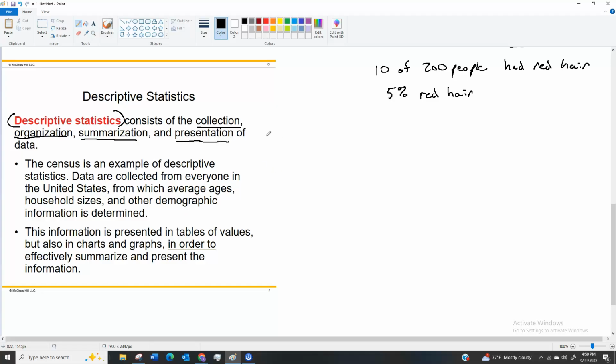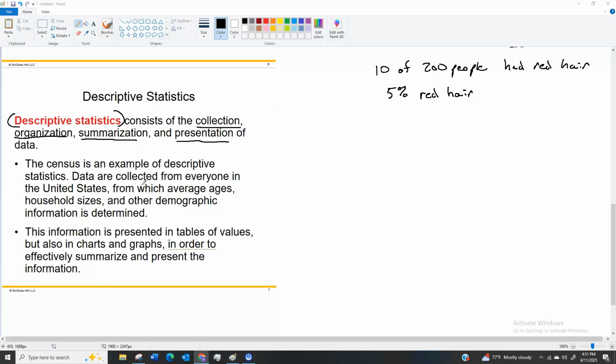And then it stops. So it doesn't make any predictions about it. It doesn't make any types of conclusions or anything like that. It just takes the data and then it can summarize it and organize it and present it, but then it stops at that point. And it lets whoever they're giving that information to make decisions of their own or make any kind of conclusions or relationships or anything like that on their own.